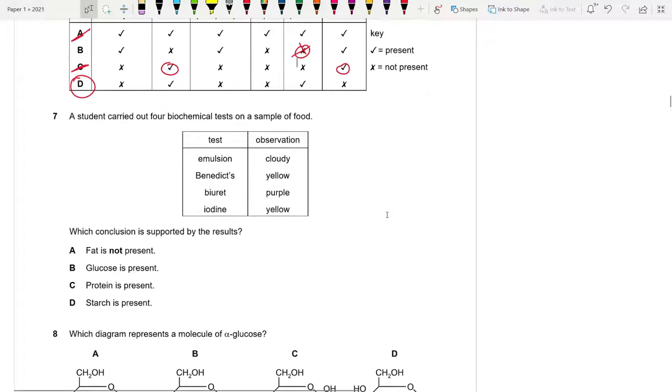7. A student carried out 4 biochemical tests on a sample of food. The emulsion was cloudy, fat was present. So A is wrong. Now, Benedict's, this is a trick question. I saw this in October, November 2021 as well.